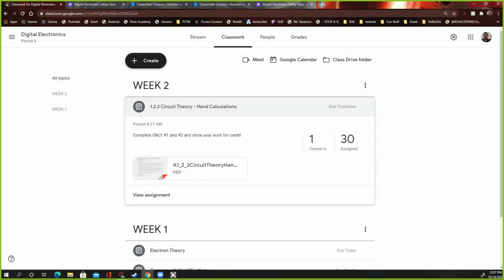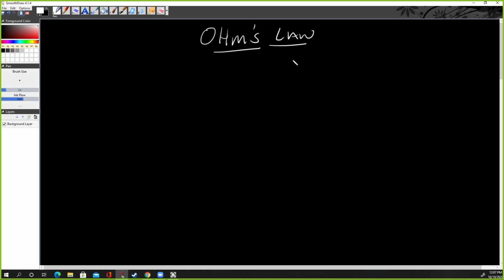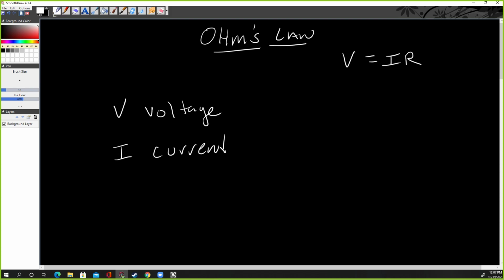So what are we learning about today? Ohm's law. And Ohm's law is quite simple, actually. That's Ohm's law right there. It's where V stands for voltage, and I stands for current, and R stands for resistance, and they're measured in different units.